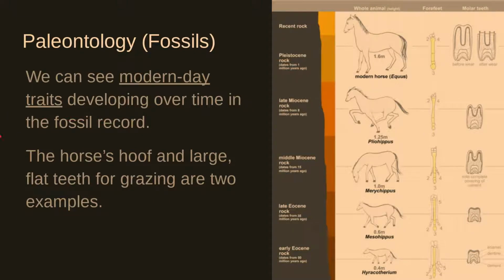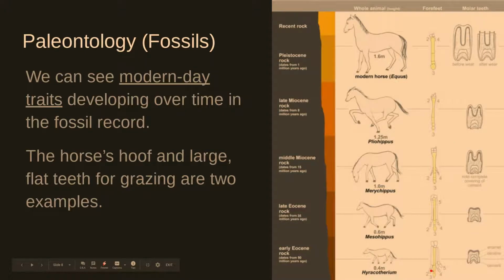So we're going to focus mostly on the hoof here, but we're going to look at how the horse's hoof and large flat teeth for grazing are some examples of how things change over time. So again, looking at this graph, obviously we've got some horses. Let's look at the timeline here. So we have 50 million years ago down here, 35 million years ago, 15 million, all the way up to modern day horses. So older things down here, and we're getting more modern as we come up. So let's look at the horse feet. All right, so we've got some numbers on here.